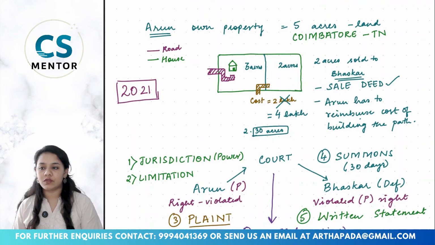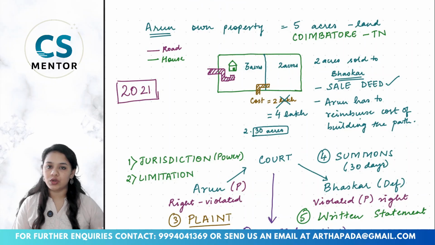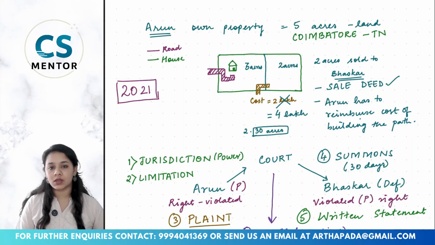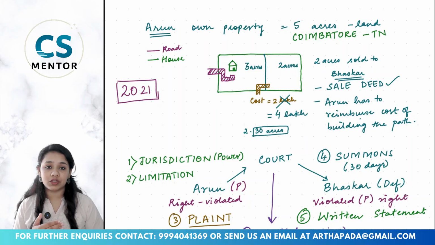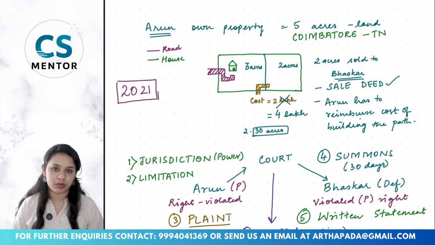What can we understand from Arun's point of view? That he sold property to the defendant, but then instead of taking just 2 acres, they went ahead and took a lot more land. And that essentially over here, his right is being violated. What is his right? Encroachment into his property.